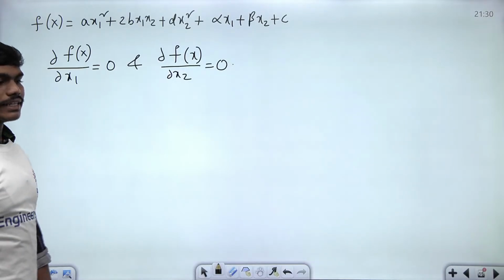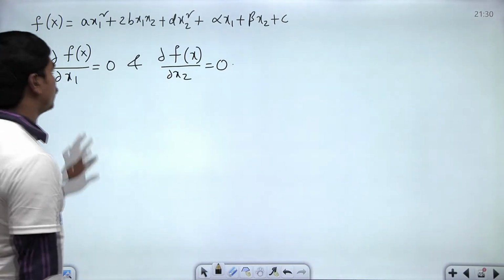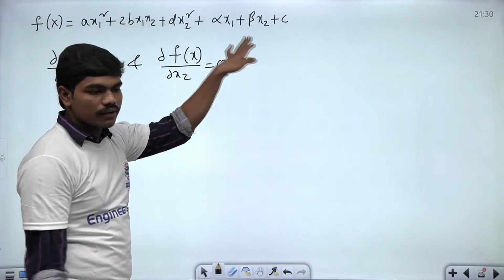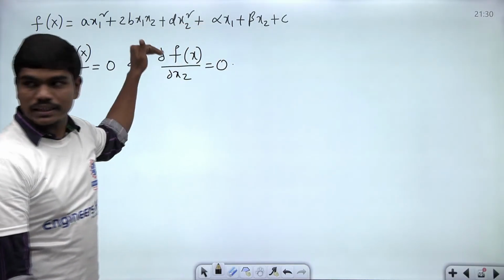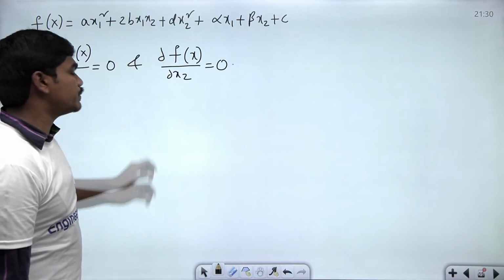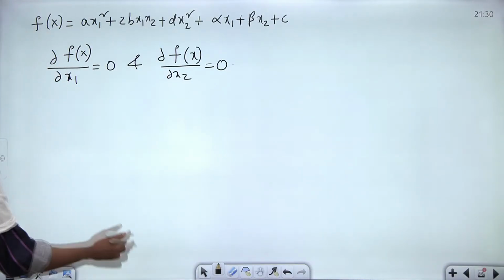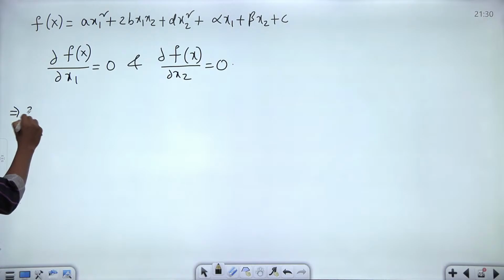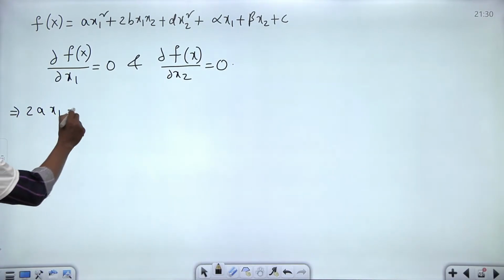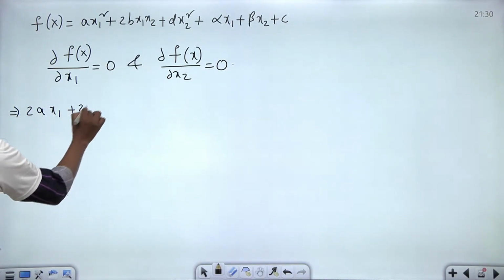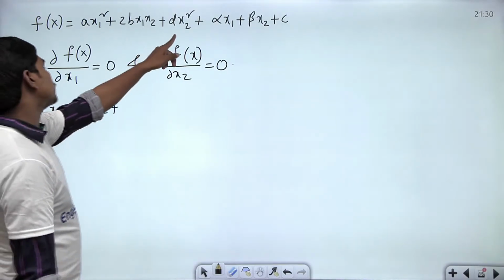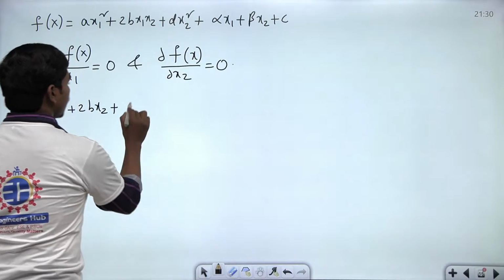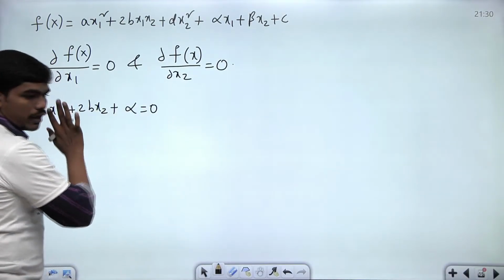Correct? So if you equate these two things to 0, because whenever you want the minimum value or maximum value of this function, then it's obvious, since it has two independent variables, you will be differentiating them with respect to those variables partially and equating to 0. So if you do this, we will be having 2ax1 plus 2bx2 plus, anyhow partial differentiation of this term, it's 0, plus alpha is equal to 0. This is what you have.